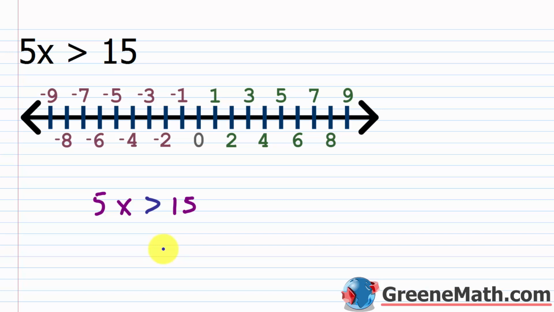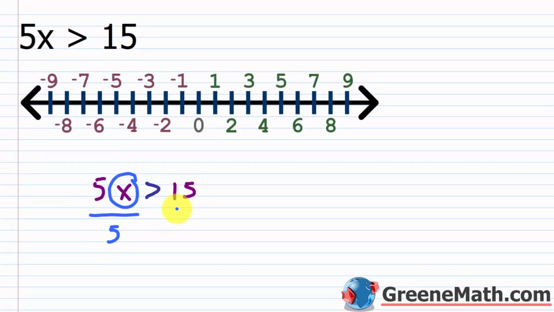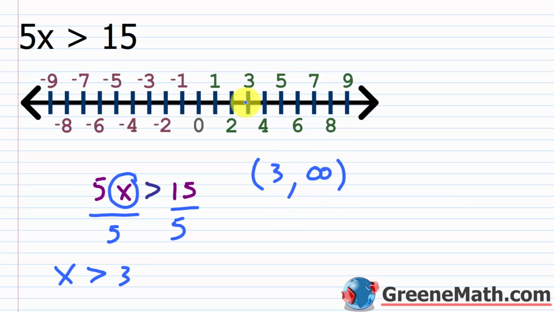So let's just look at this inequality real quick. 5x is greater than 15. We know we want to isolate x. 5 is multiplying x, so we can go ahead and divide both sides of the inequality by 5, and we would get that x is greater than 3. In interval notation, we would put a parenthesis, a 3, and then we would have an infinity symbol and a parenthesis. Okay. Graphically, I could put a parenthesis at 3 to show that it's not included. 3 is the boundary, and we're going to shade everything to the right.